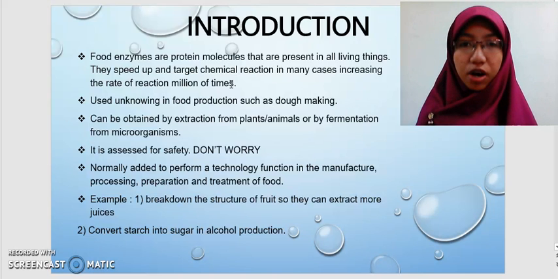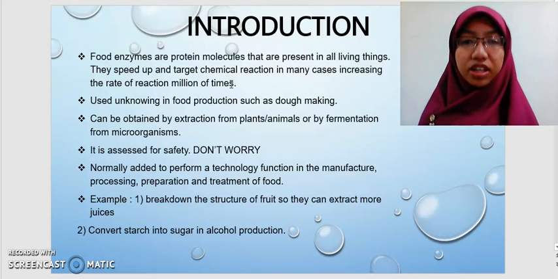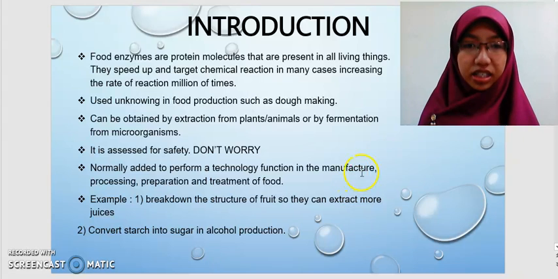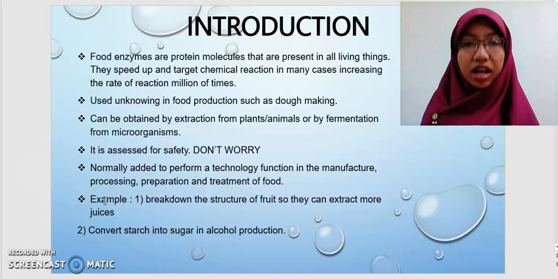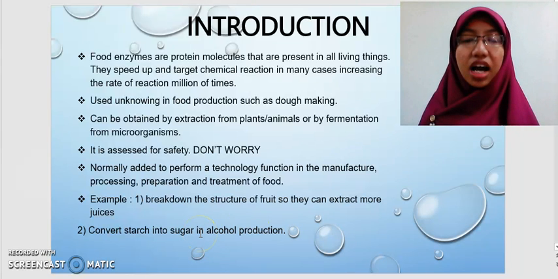Normally added to perform a technological function in the manufacture, processing, preparing, and treatment of food. For example, it breaks down the structure of food so that they can extract more juice. It also can convert starch into sugar in alcohol production.